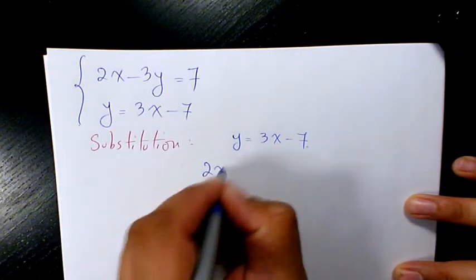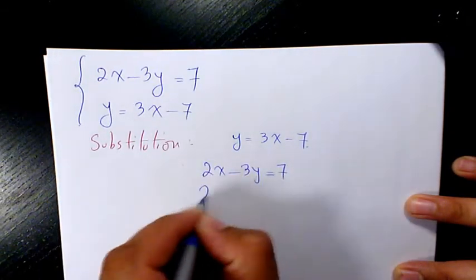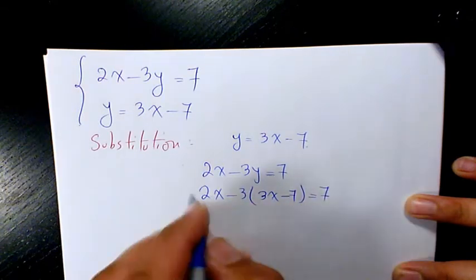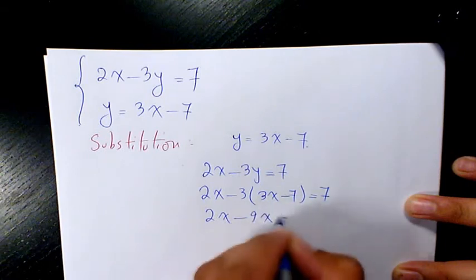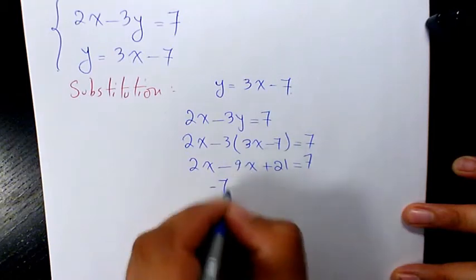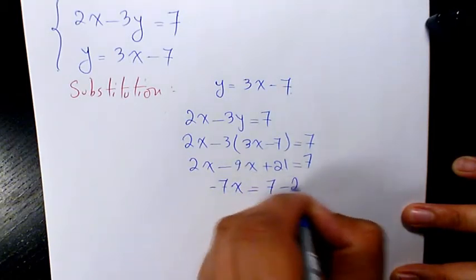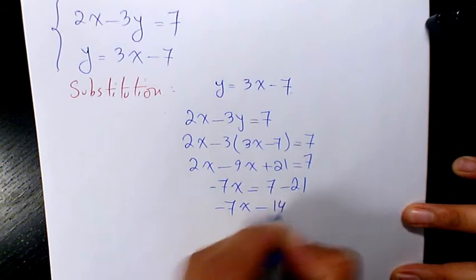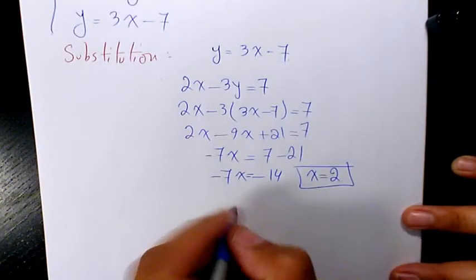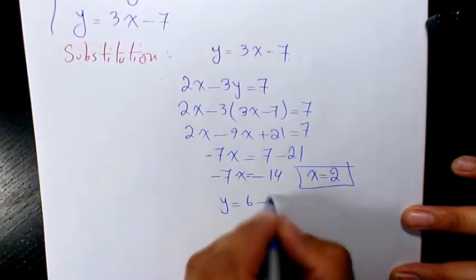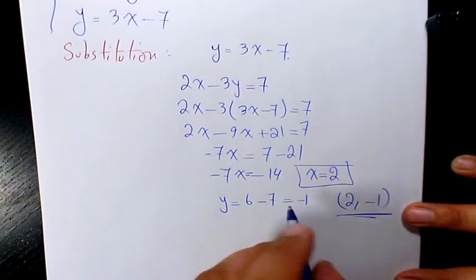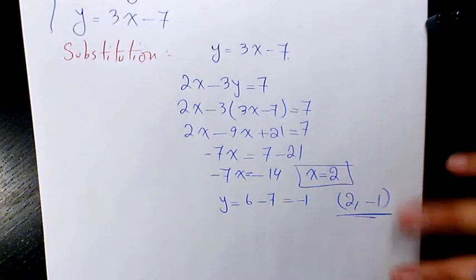We sub it in the first equation. It's going to be 2x minus 3 times (3x minus 7) equals 7. So we have 2x minus 9x plus 21 equals 7. So 2x minus 9x is going to be -7x. 7 minus 21 is going to be -14. So x will be 2. So y will be 3 times 2, 6 minus 7, which is -1. So it's going to be 2 and -1. Then I'm going to use the elimination method.